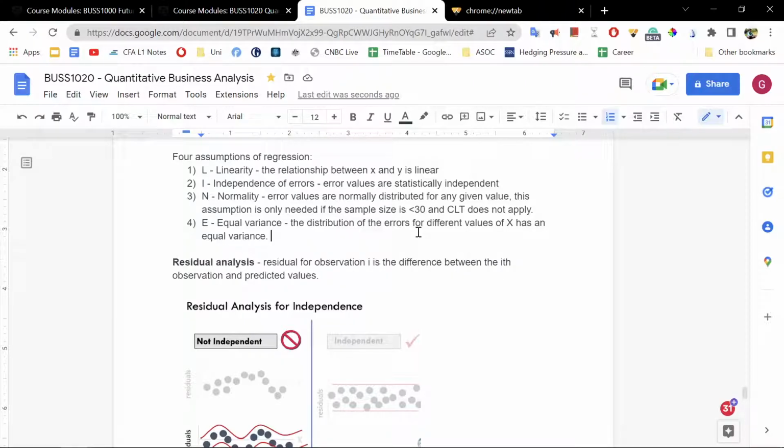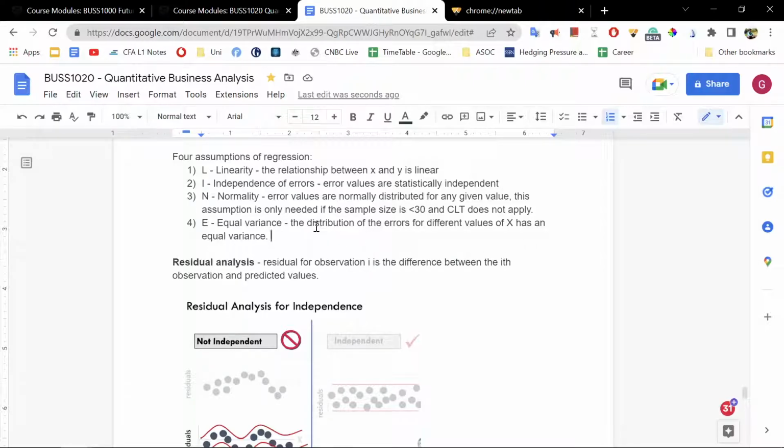Second thing is independence of errors. So error values are statistically independent from each other. Another thing is normality. Error values are normally distributed for each given value of x. This assumption is only needed if the sample size is less than 30. Also equivariance. So the distribution of errors at different values of x has an equal variance.